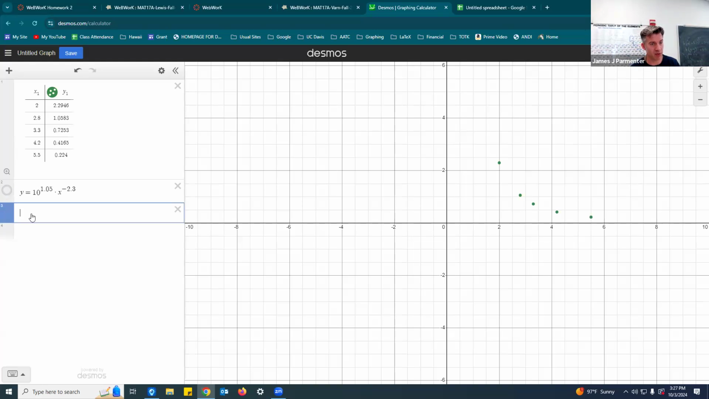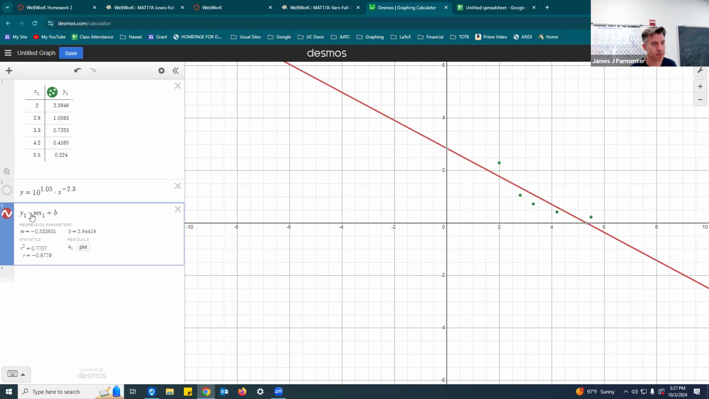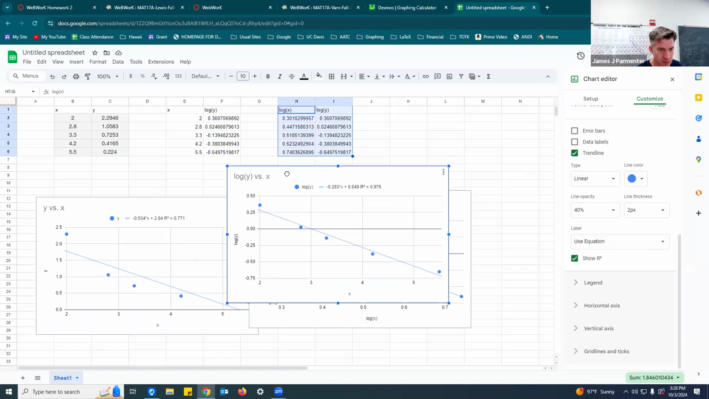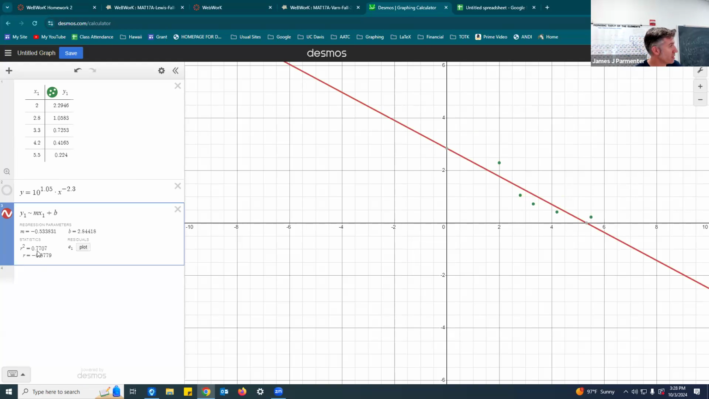If I think it's linear, I'm going to try y sub 1 approximately equal to m times x sub 1 plus b. Not that good. Look at that, the r squared value here is 0.77. The r squared value there is 0.77. That's not a coincidence. It's doing the same thing.